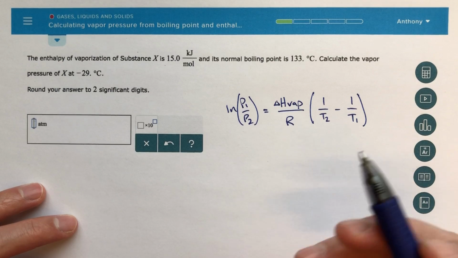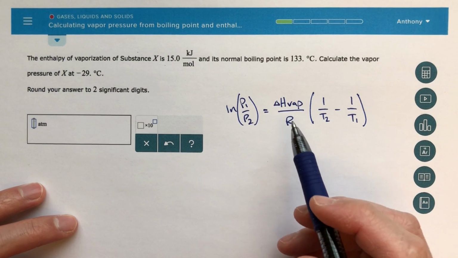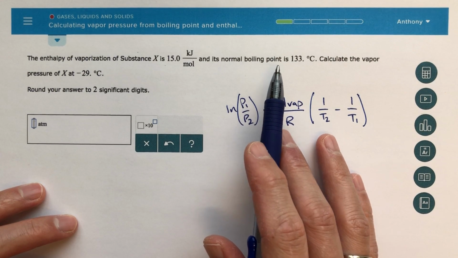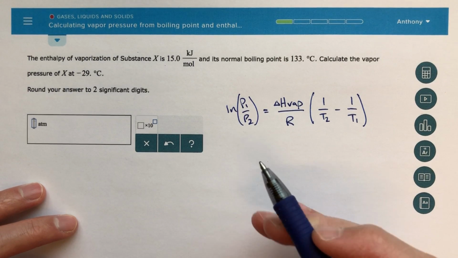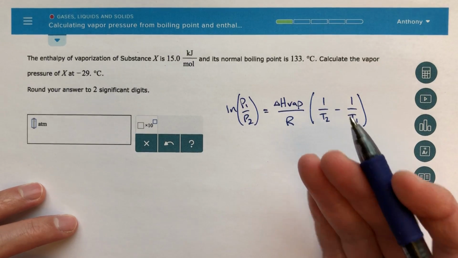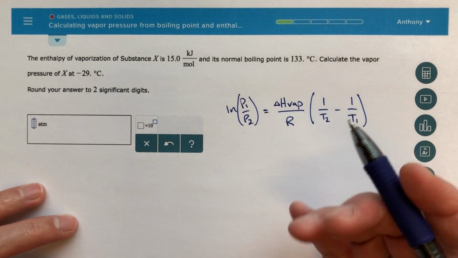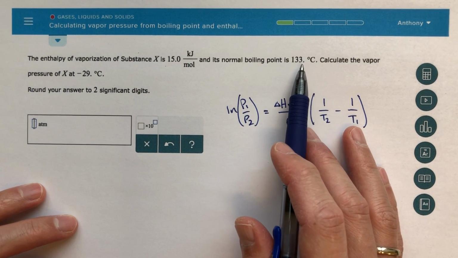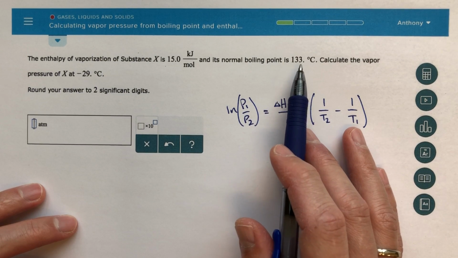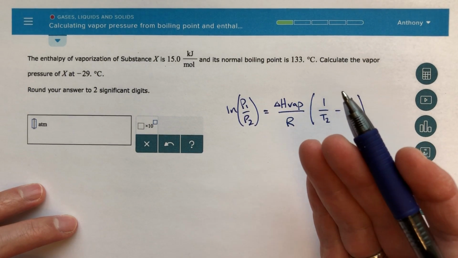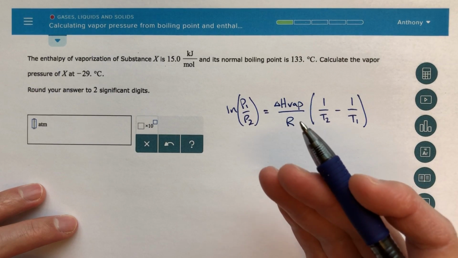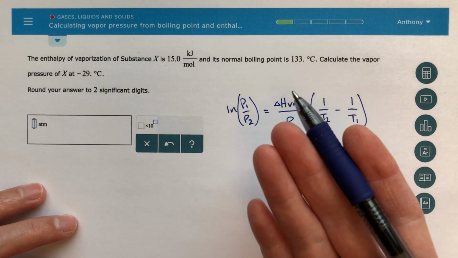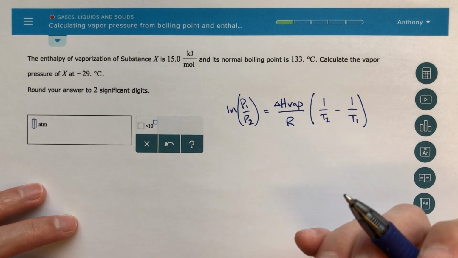So for this problem, I guess the key is to take this concept of the normal boiling point and relate that to a vapor pressure. So the definition of a boiling point is when the vapor pressure is going to equal atmospheric pressure. So when it tells us that the normal boiling point is 133 degrees Celsius, it's actually telling us that the vapor pressure at that temperature is 1 atmosphere. So like I said, the boiling point is going to be where the vapor pressure is equal to the atmospheric pressure. The normal boiling point is the boiling point under normal conditions, which would be 1 atmosphere.